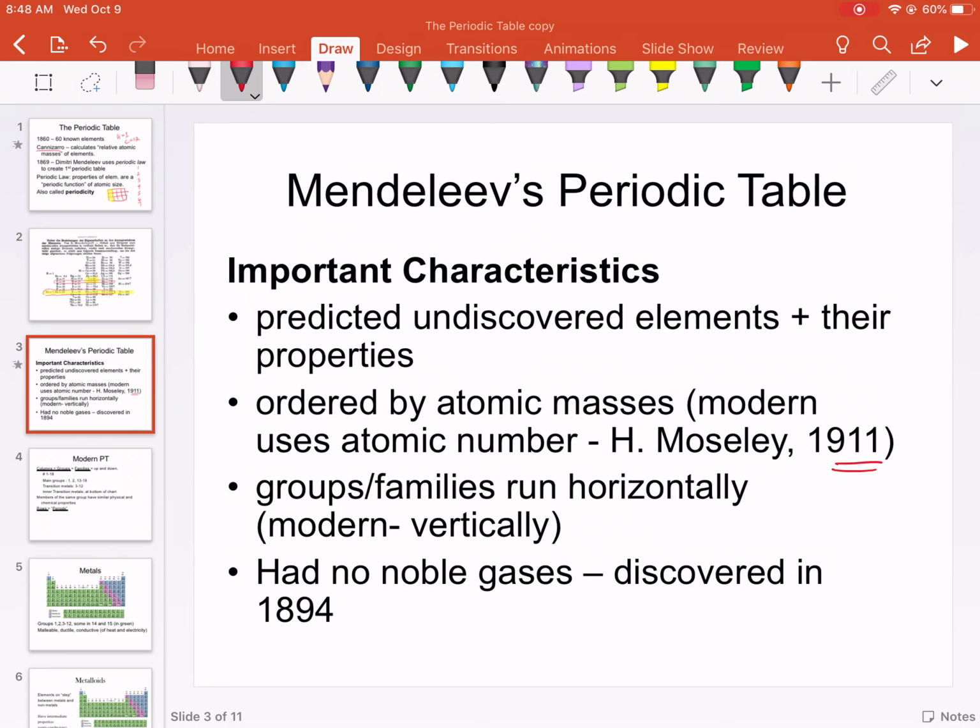So if you think about that, the reason that he wouldn't have had any noble gases in 1869 is because they hadn't been discovered yet. And the reason they hadn't been discovered yet is because they don't behave like a lot of other gases like oxygen and nitrogen and chlorine. They don't react with other elements very much at all. So detecting them or discovering them would have taken a long time, and of course it did.